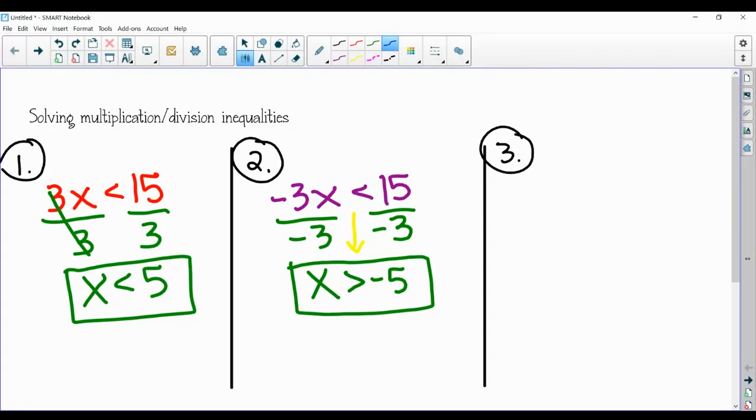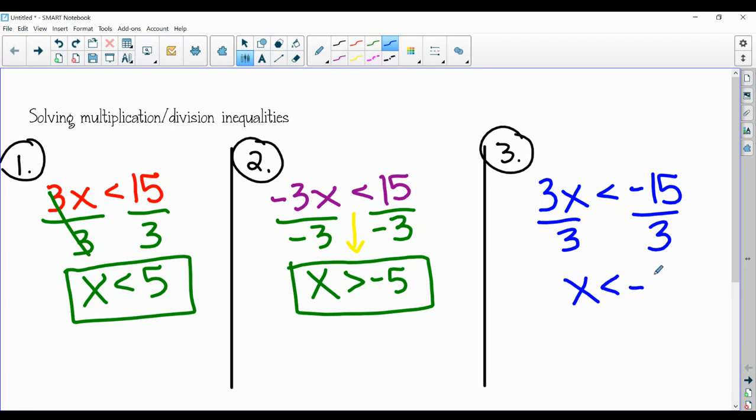Now, the reason I have a third column here is I want to show you something that I don't want you to do. If you get something like this, 3x is less than negative 15, and you say, okay, so let me divide both sides by 3. The inequality sign doesn't flip this time. Just because this number is negative doesn't mean that it's going to flip. The flips only happen when you divide by a negative. Okay, so this sign will stay as a less than, and your answer would be negative 5.